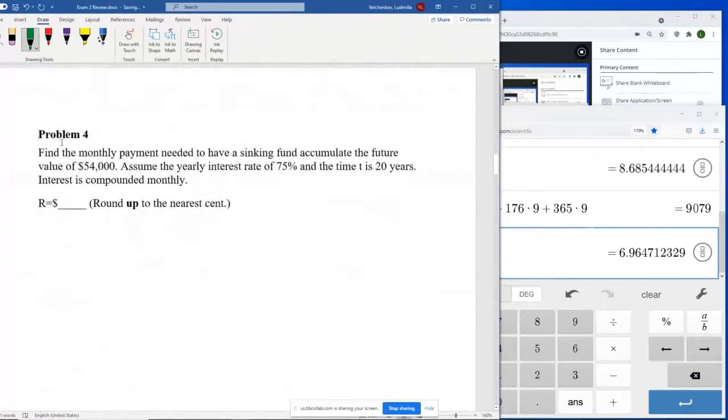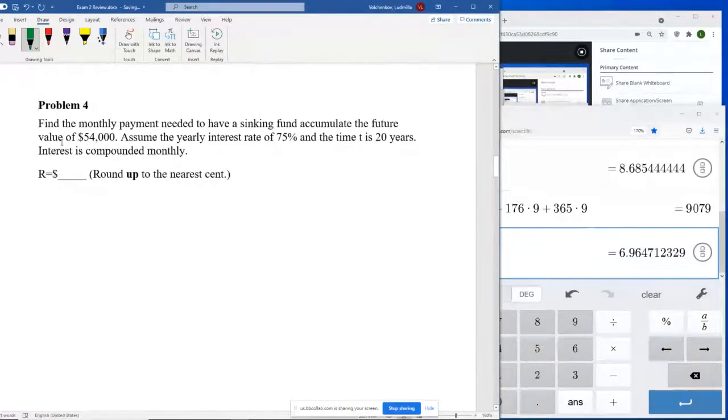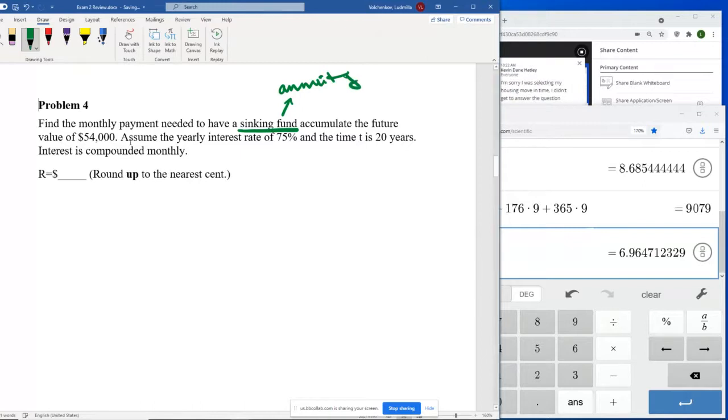The next problem: find the monthly payment needed to have a sinking fund accumulate the future value of 54,000. Sinking fund means that we use the annuity formula. We will solve it for the monthly payment. That's why we'll round up, but the problem will remind you that you must round up.